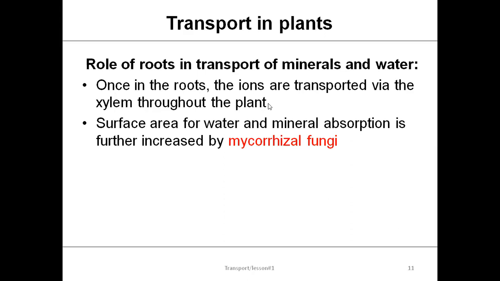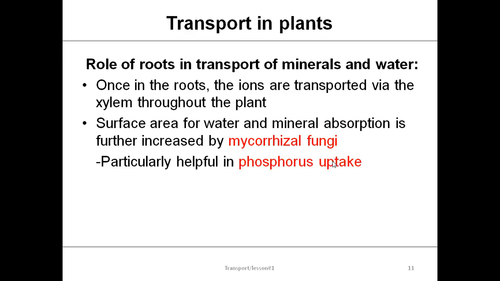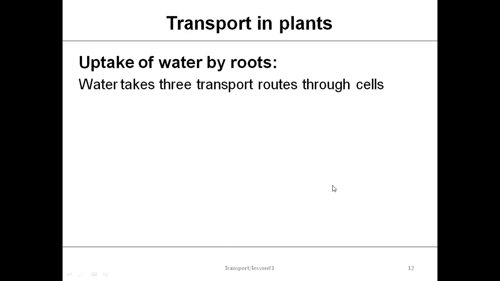Once in the roots, the ions are transported via the xylem throughout the plant. Once water is absorbed into the roots, then the transport of water is the duty of the xylem. The surface area of water and mineral absorption is further increased by a symbiotic association, which is known as mycorrhizal fungi. ठीक है, mycorrhizal association is an association of the roots with special type of fungi, and these fungi, they increase the surface area. ठीक है, and they are very very helpful in phosphorus uptake of the roots.